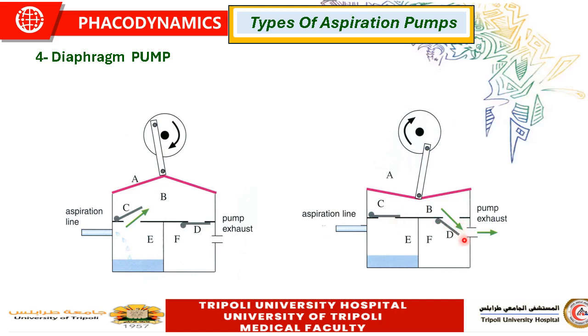The drainage valve here will open, and the drainage will go out. Of course, this is done at very high speed. So this is another type of pump known as the diaphragm pump. It is not commonly used nowadays as compared to the Venturi and peristaltic pump, but I would like to mention that this is one of the pump systems which was available in different types of Phaco machines.